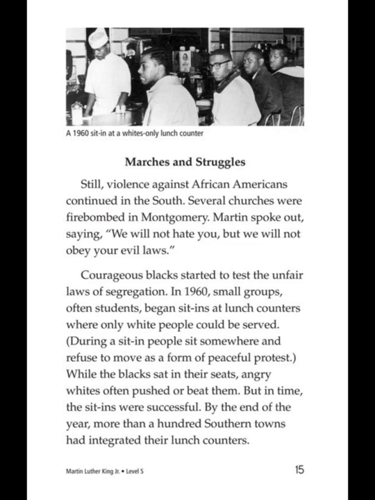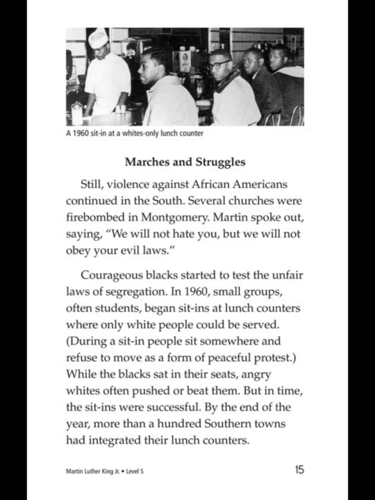Martin spoke out, saying, "We will not hate you, but we will not obey your evil laws." Courageous blacks started to test the unfair laws on segregation. In 1960, small groups of students began sit-ins at lunch counters where only white people could be served. During a sit-in, people sit somewhere and refuse to move as a form of peaceful protest.